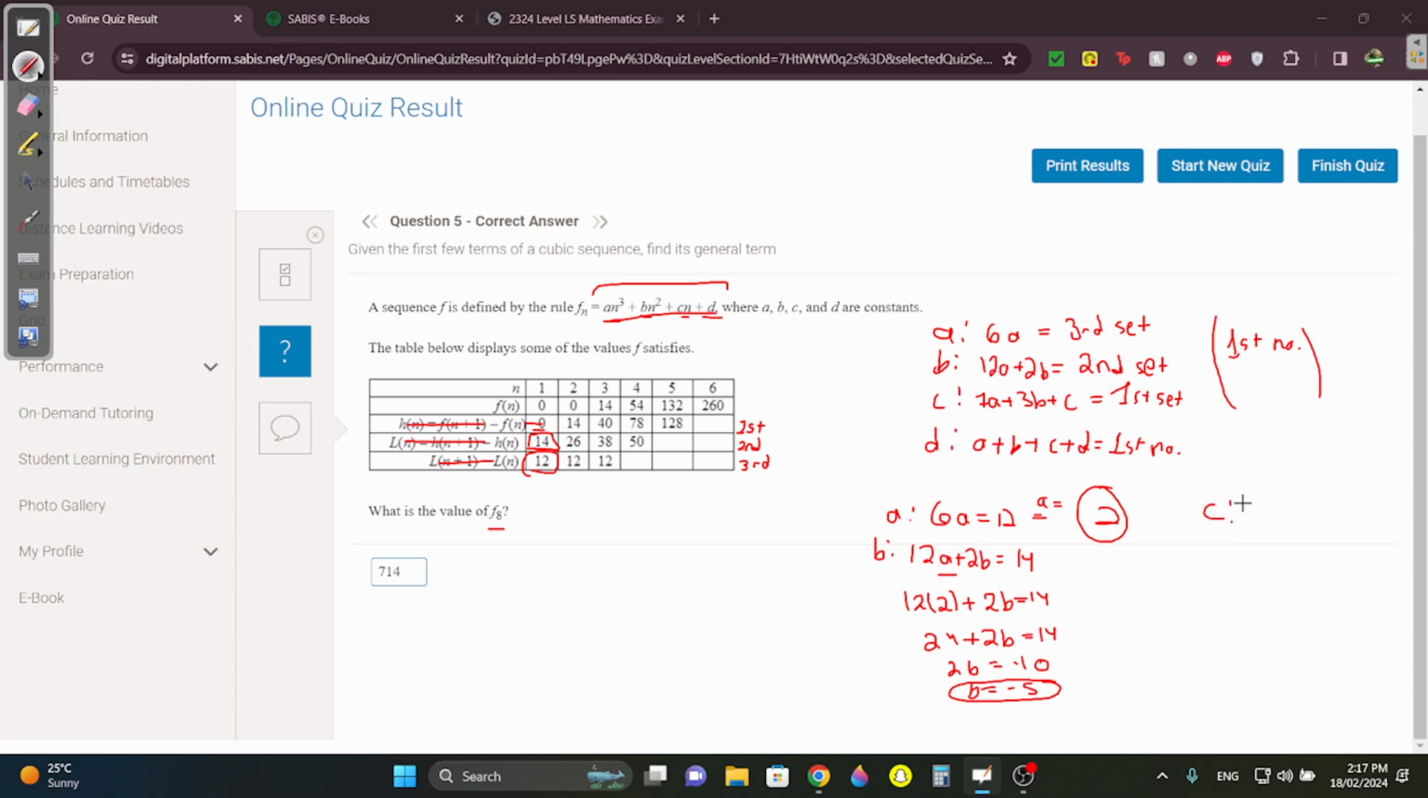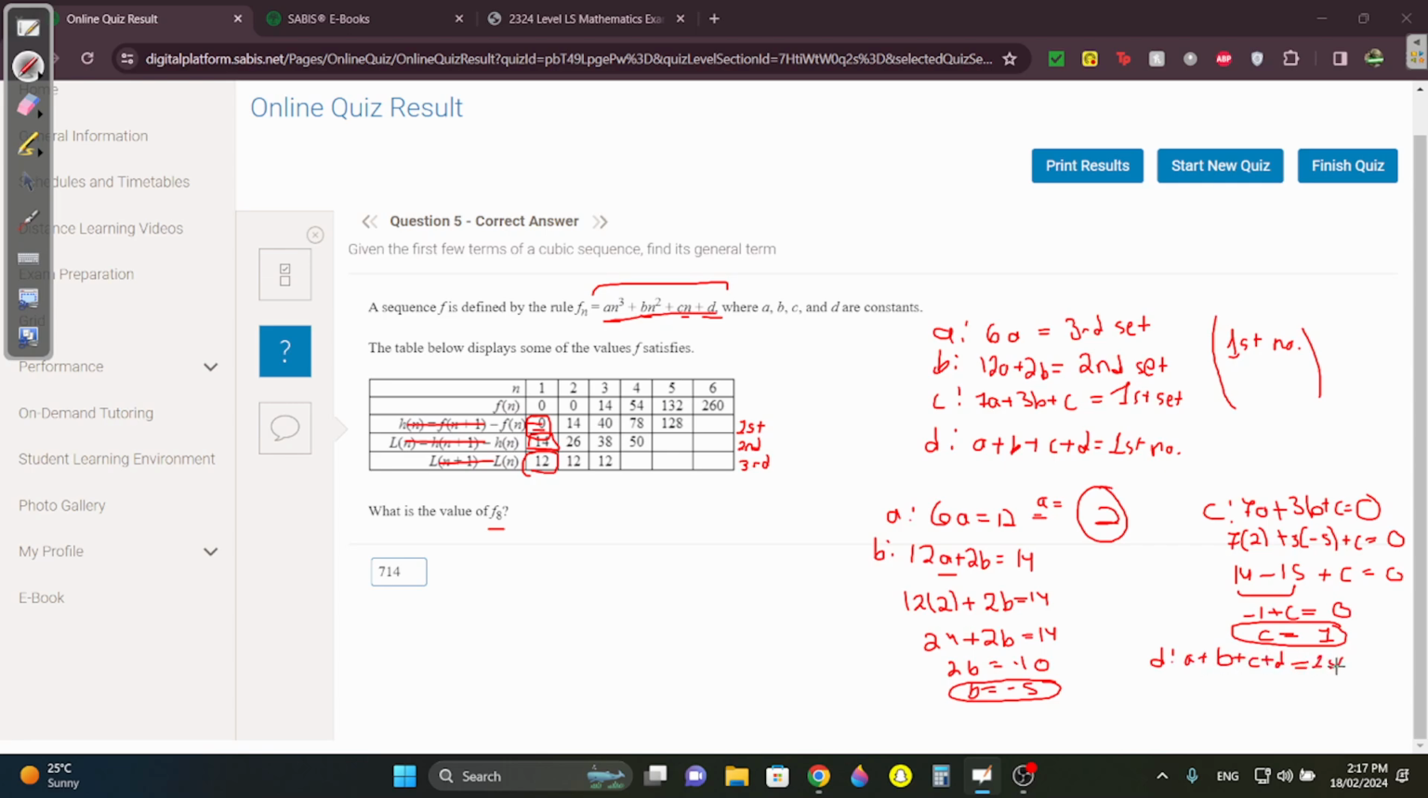How about c? We said 7a plus 3b plus c equals the first set. The first set of differences over here is 0, so it equals 0. We said a is 2, so 7 times 2 plus 3b, and b is negative 5, so 3 times minus 5, plus c equals 0. 7 times 2 is 14, and 3 times negative 5 is minus 15. 14 minus 15 is minus 1, plus c equals 0. So c equals 1.